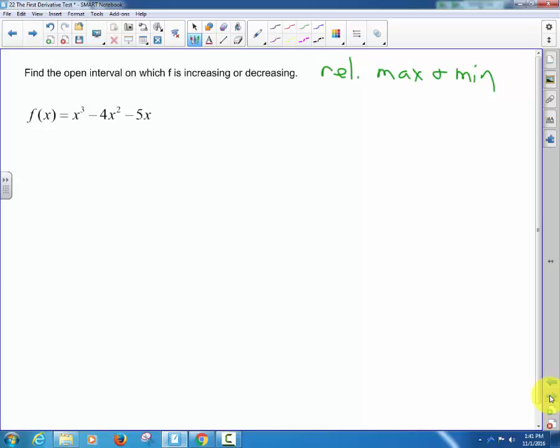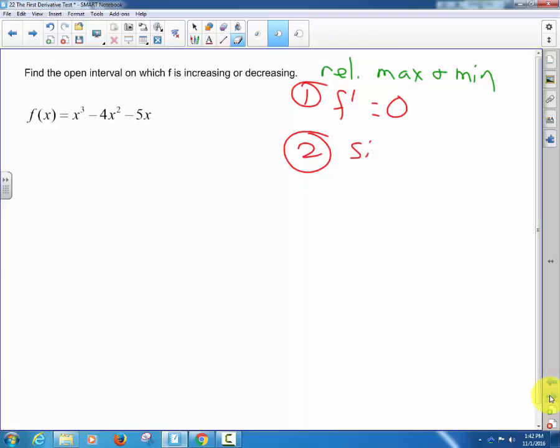Somebody tell me what we're going to do here. What's the first thing we're going to do? Derivative equals 0. What's the second thing we're going to do? Sign line, okay? Get started on that sign line. Get started on that, and I'll come around and help you, or we'll put it up here on the board in a moment, okay? Go. You're capable of doing this.